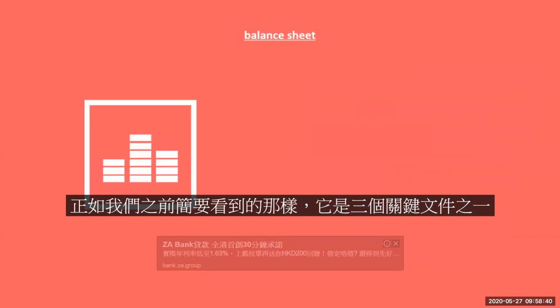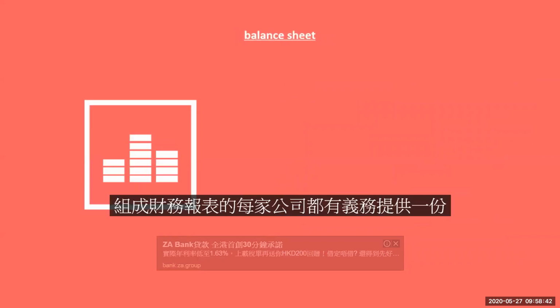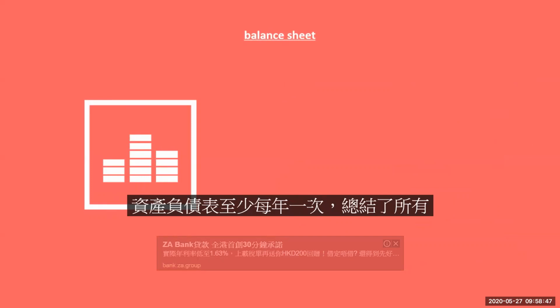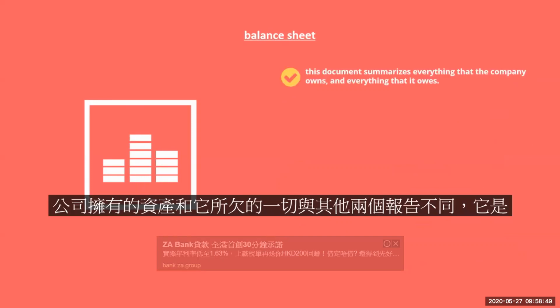As we briefly saw earlier, the balance sheet is one of the 3 key documents that make up a financial statement. Every company has the obligation to produce a balance sheet at least once a year. This document summarizes everything that the company owns and everything that it owes.